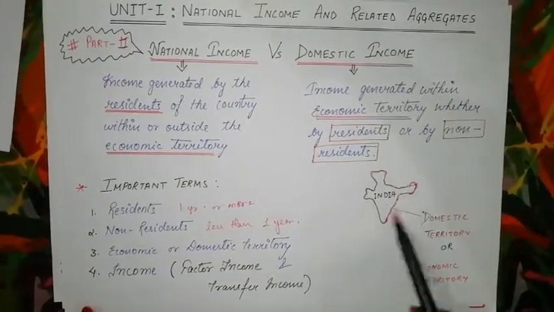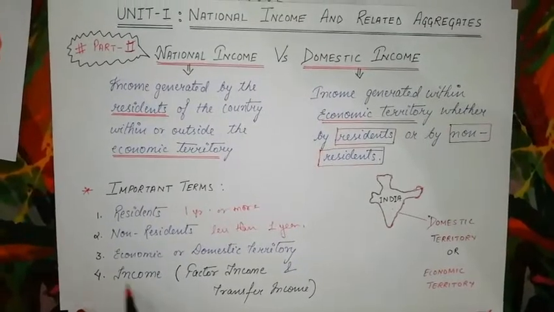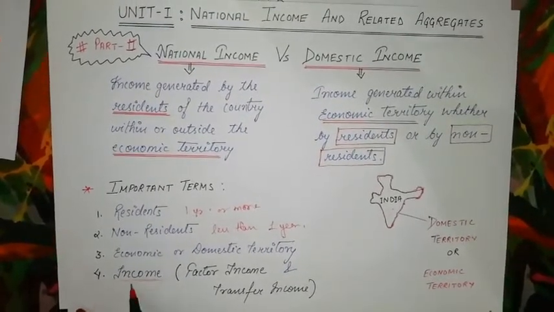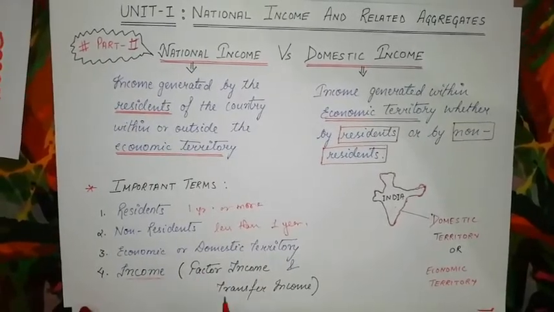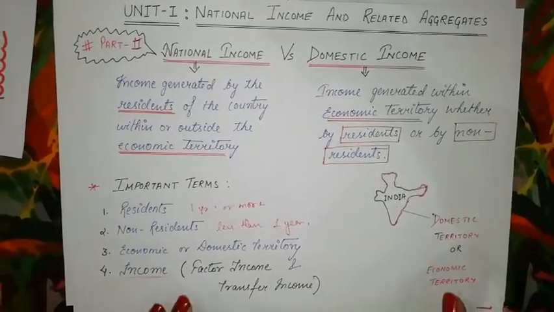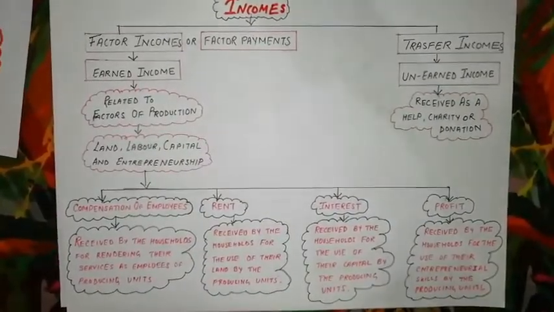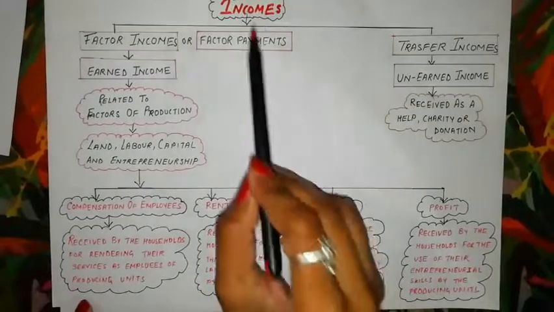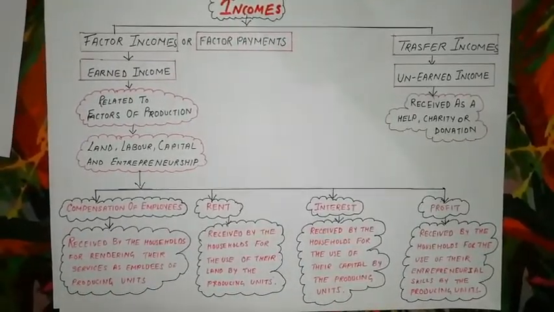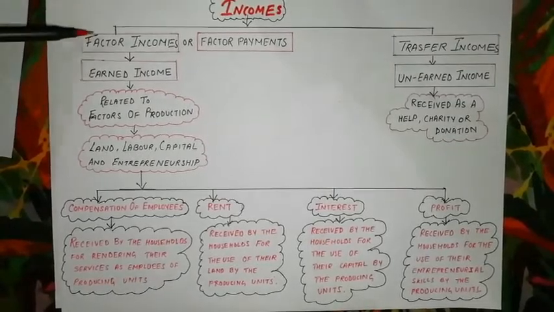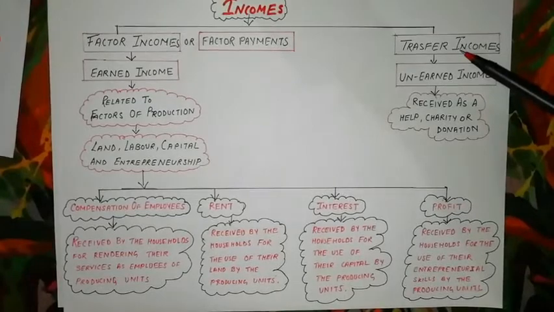Economic and domestic territory, it's already given here. This is the domestic territory or the economic territory. Now what is new here? The new thing is income, right? Now this income is also divided into two different parts, that is factor income and transfer income. So let's see this in detail. As you can see, any kind of income is divided into two parts. First is factor income and the second one is transfer income.